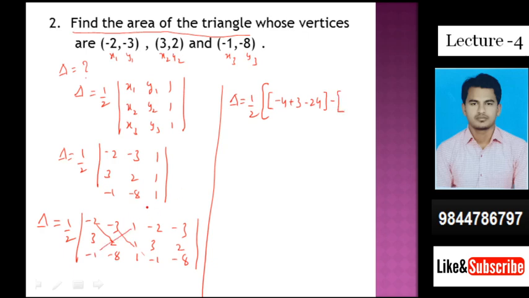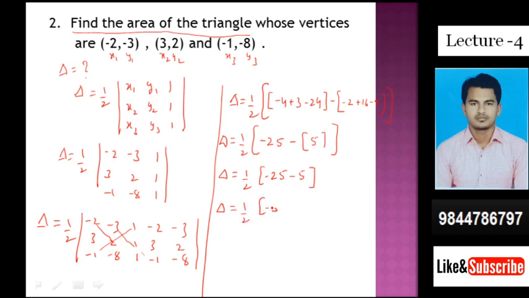Now multiply with non-diagonal elements, that is minus 2 plus 16 minus 9, big bracket close. Delta is equal to 1 by 2, bracket, minus 20, okay, minus 24 minus 1, that should be minus 25, minus of the bracket, minus 11 plus 16, that is 5, isn't it? Delta is equal to 1 by 2 into minus 25 minus 5, that is minus 30.